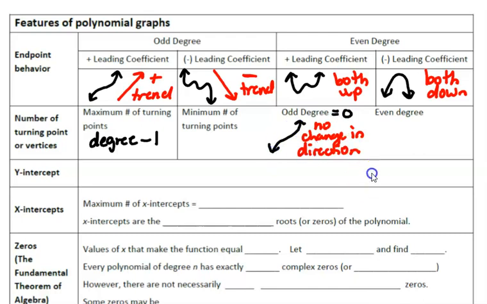Now an even degree function has to have at least one turning point. Because an even degree function has its endpoints pointing the same direction, it has to go from up to down or down to up at least one time to be an even degree function. So at least one change in direction.